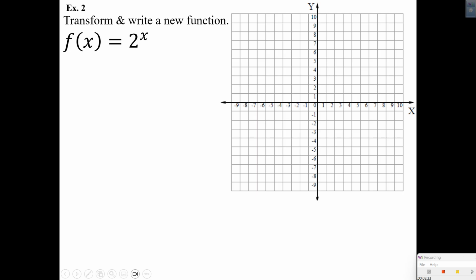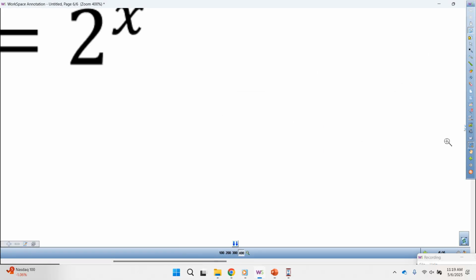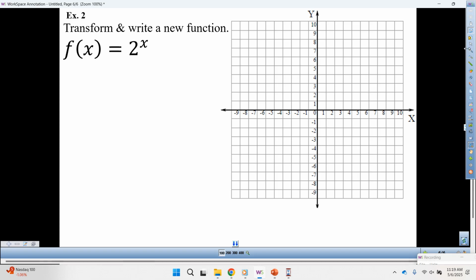Example number 2, it says transform and write a new function, f of x equals 2 to the x. And this is to clarify for some of you that might have gotten confused as to what to do last night. But here it goes one more time. Copy this, please. Transform and write a new function, f of x equals 2 to the x. Get a coordinate plane right next to that. Try to be nice and neat, please.